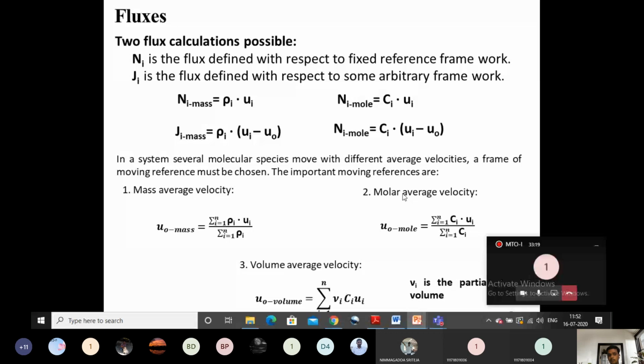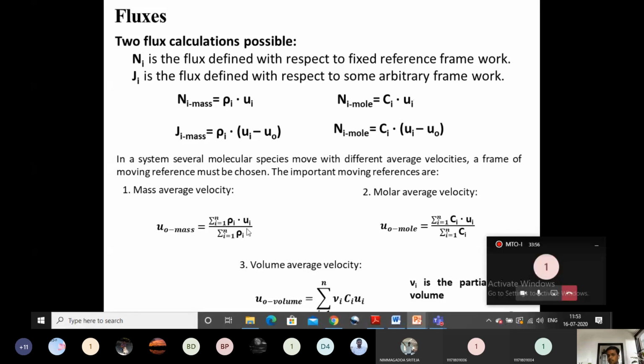Now to define u naught, the first one is the mass average velocity. How is it defined? Sigma I equal to 1 to n, for n number of species, we sum the product rho I into u I, then divide by the sum of rho I, sigma I equal to 1 to n, for n number of species; that mass concentration needs to be added. So the ratio of the sum of mass concentration into velocity divided by the sum of the mass concentration is nothing but u naught mass, which is the mass average velocity.